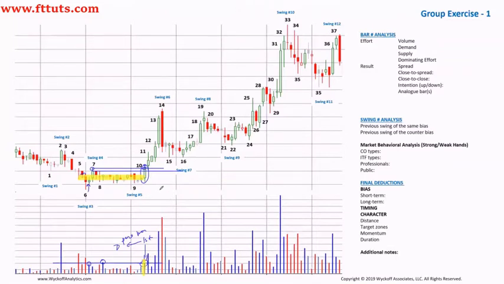So Rick, how would we construct then the effort and the result equation? We're seeing the increase in effort, right? And then the result is doing what? The result is increasing as well, to the upside. Okay, so bullish or bearish? Bullish. So short-term bullish.